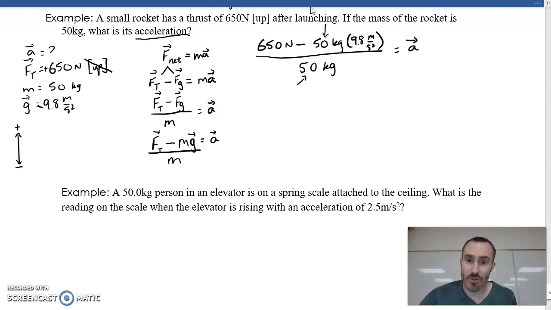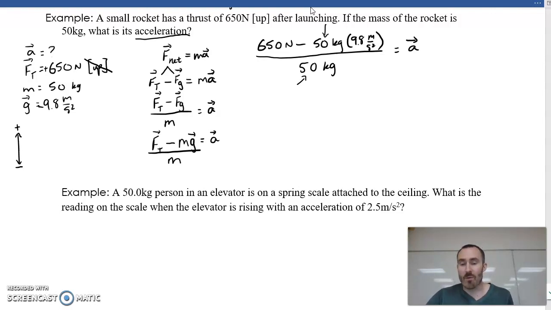Now, you cannot do that because this bottom mass applies to both the 650 newtons and the 50 times 9.8. So you can't just cancel it out from one of those terms and then say you're finished with it, because you still need to divide the 650. So we're just going to do this whole thing, 650 minus 50 times 9.8, and then we're going to take that answer and divide it by 50.